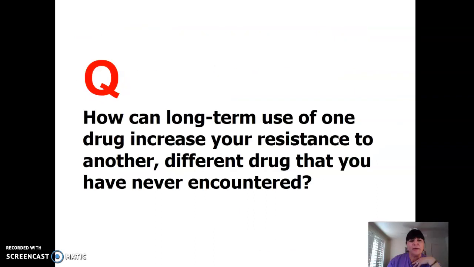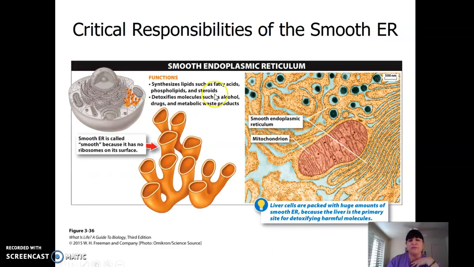Now I'm going to go back to the smooth endoplasmic reticulum. The smooth endoplasmic reticulum, there isn't kind of something analogous with a factory, but here you see membranes, but there's no dots on them and there's no packages coming off of them. That's a smooth endoplasmic reticulum. So it synthesizes lipids such as fatty acids, phospholipids, steroids. Oh, that sounds familiar, okay? Detoxifies molecules such as alcohol, drugs, metabolic waste. So this is really important for our body.